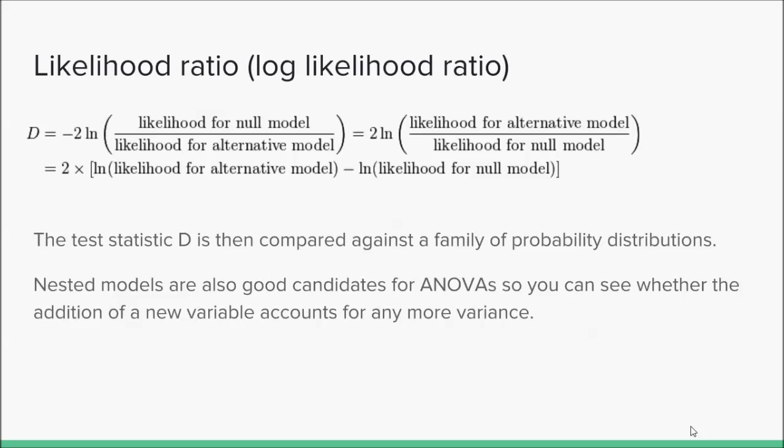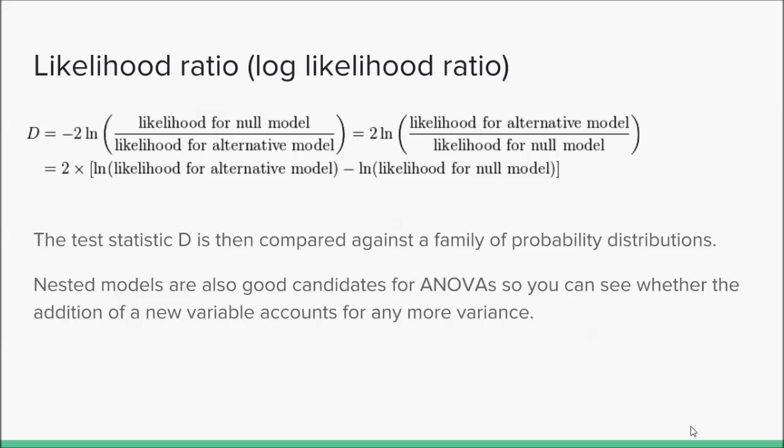Finally, nested models are also pretty good candidates for ANOVAs. If you have a nested model, you can usually parse out the data so that the new variable that is added is an additional factor. So you can see whether the addition of that new variable accounts for any more variance. And as you know, the ANOVA does all of this simultaneously. That's not always true for all nested models. Sometimes you'll have to turn to the likelihood ratio.